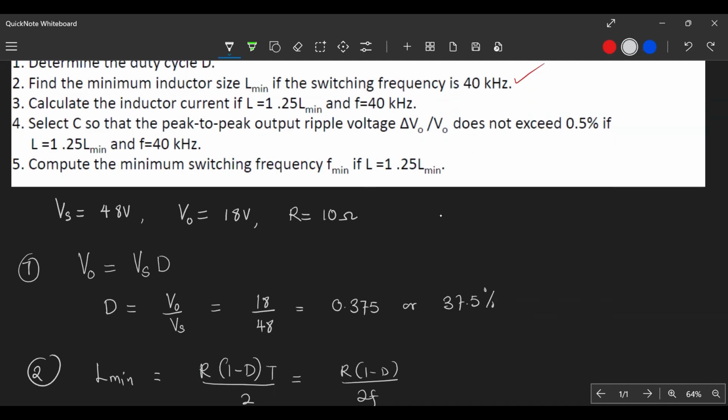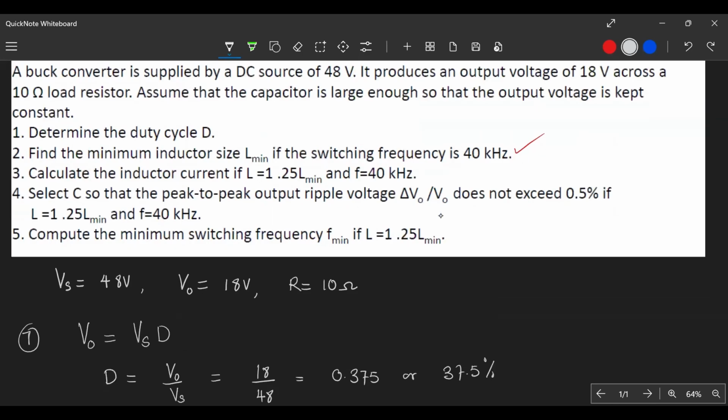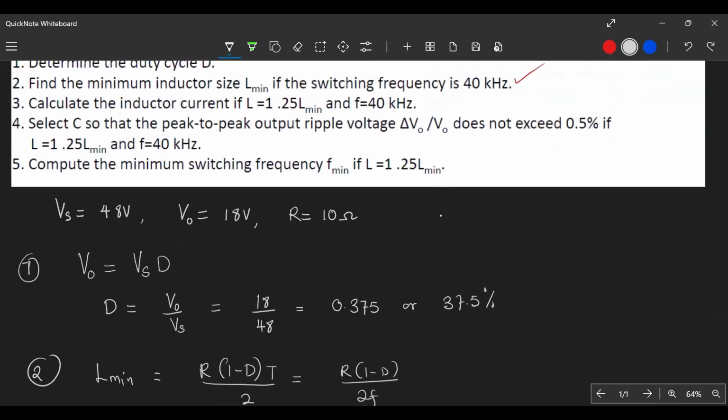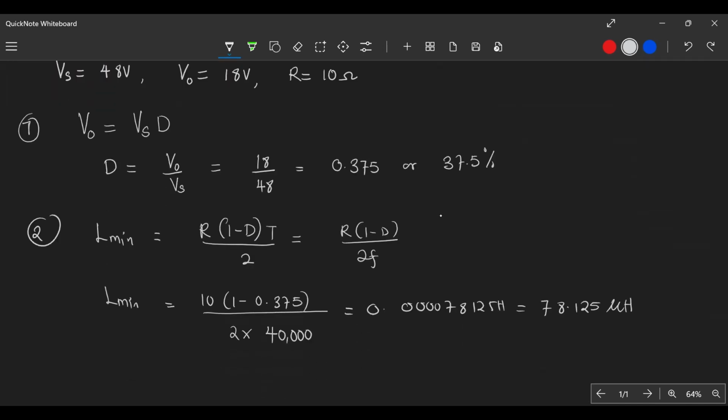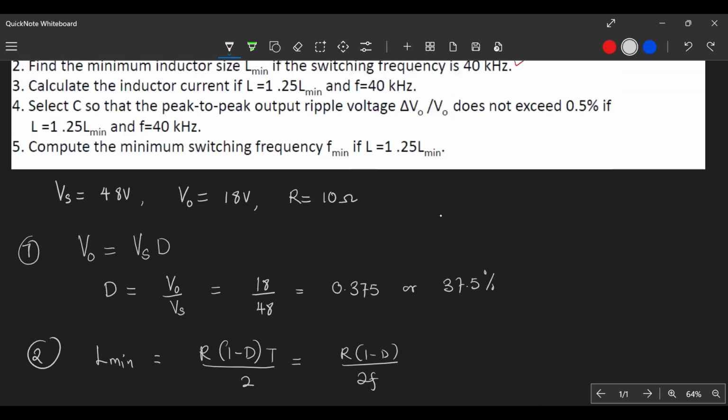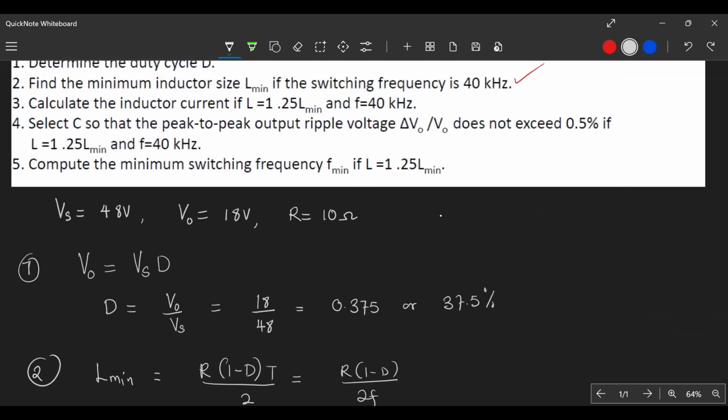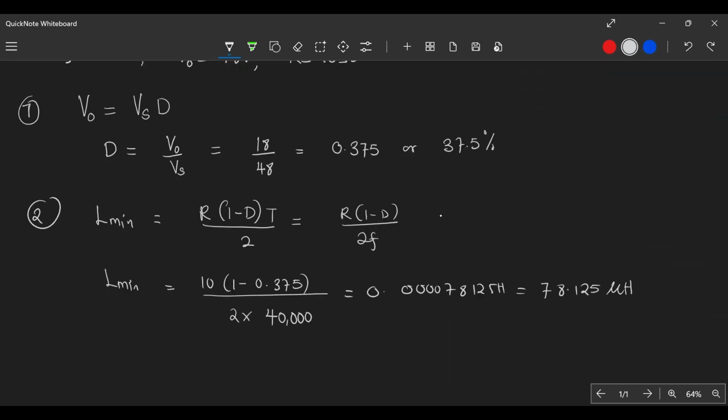So that's the end of question 2. Question 3 says we need to calculate the inductor current, if L is equal to 1.25 times Lmin. So we need to find it. We are told that the actual inductance that we're now using is L, which is 1.25 times the minimum inductance. So in this circuit, we are using the inductance of that much.